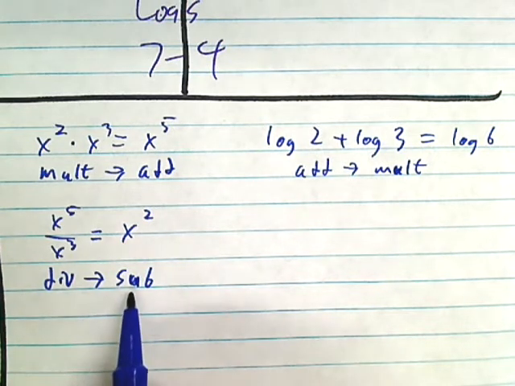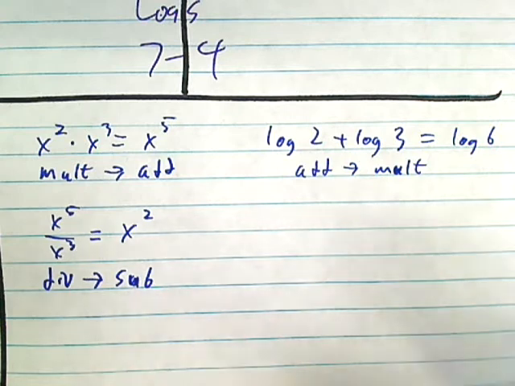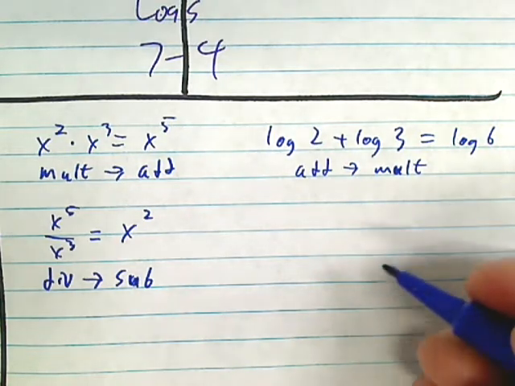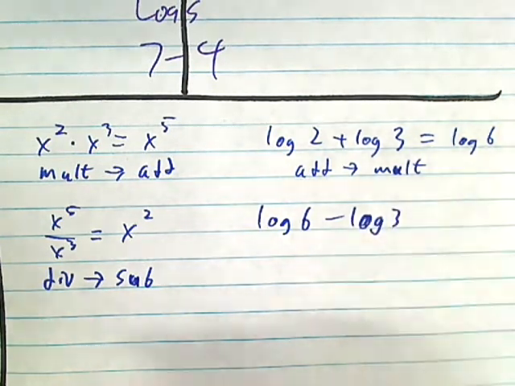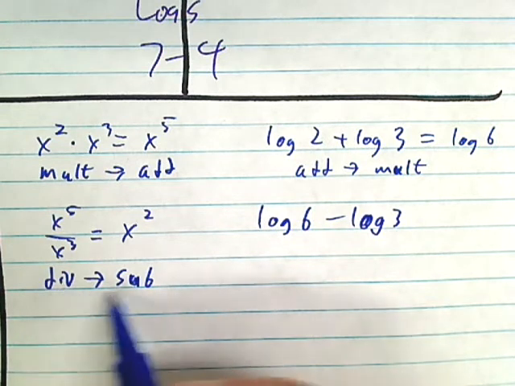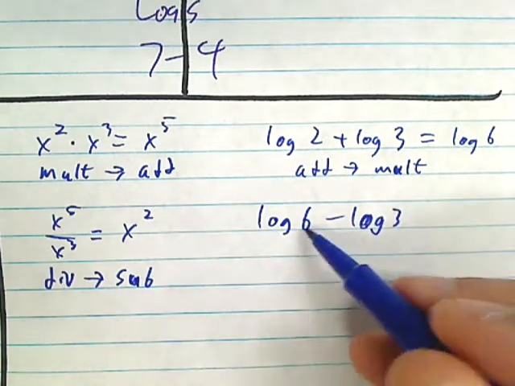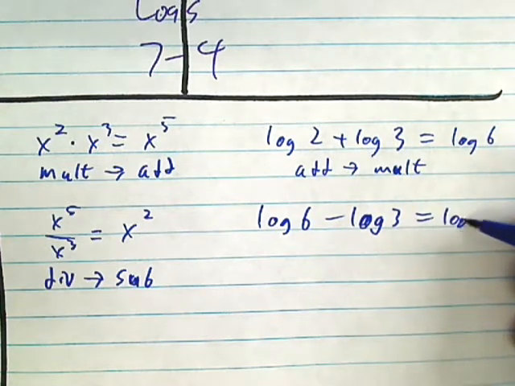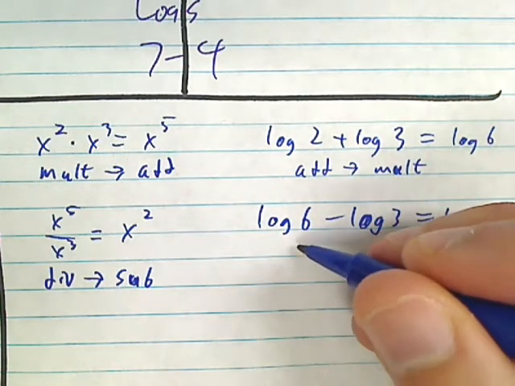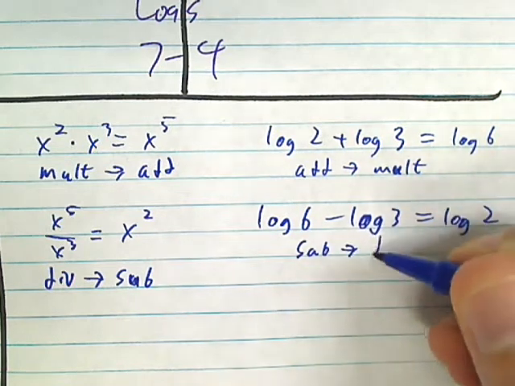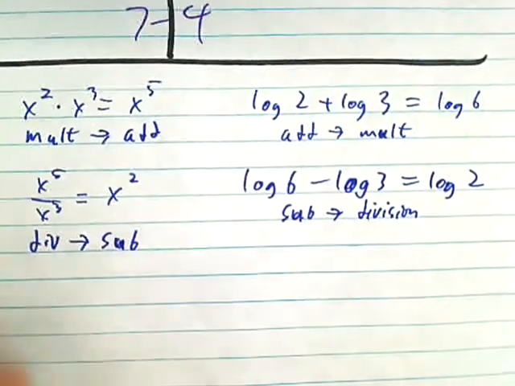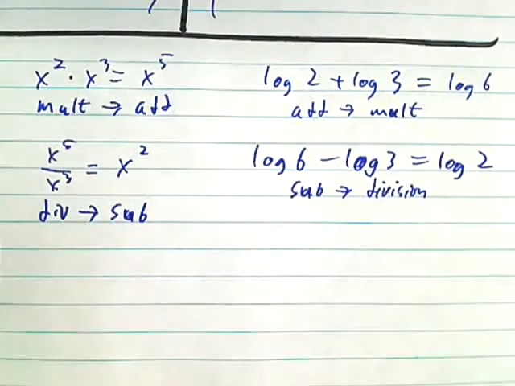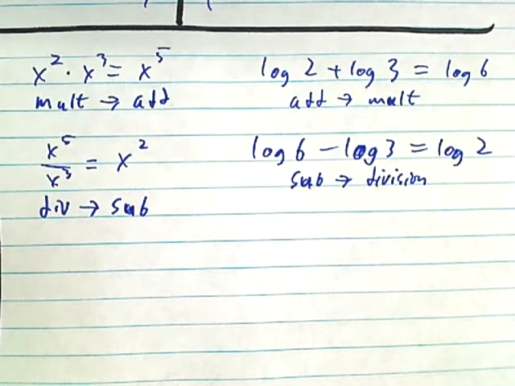Here, division became subtraction, so now we're going to invert this. We're going to start with the subtraction problem. Let's say log 6 minus log 3. This is the inverse. Instead of division becoming subtraction, subtraction is going to become division. So 6 divided by 3 gives me 2. So subtraction becomes division.